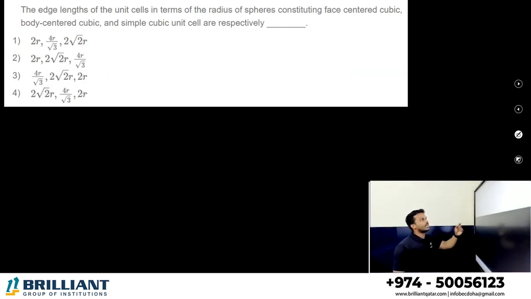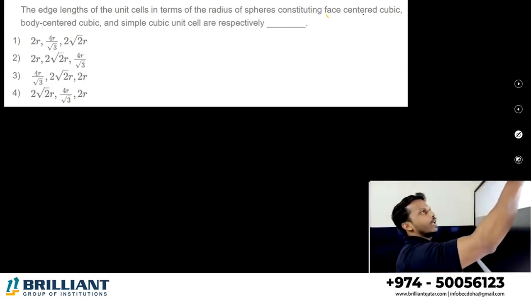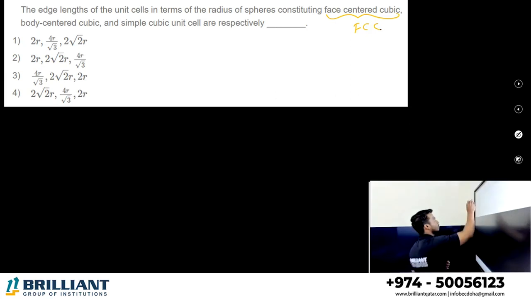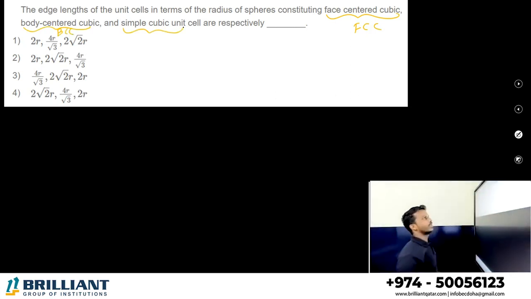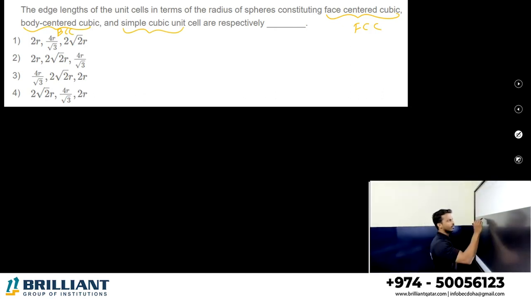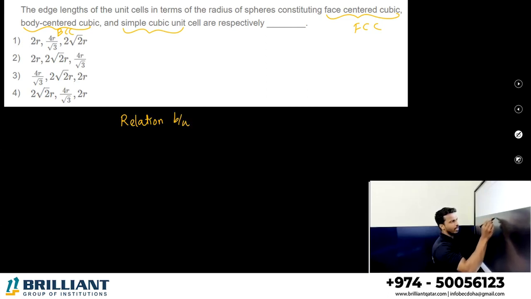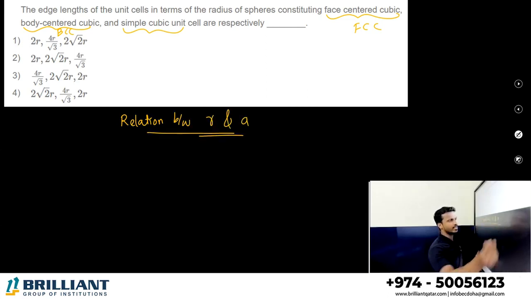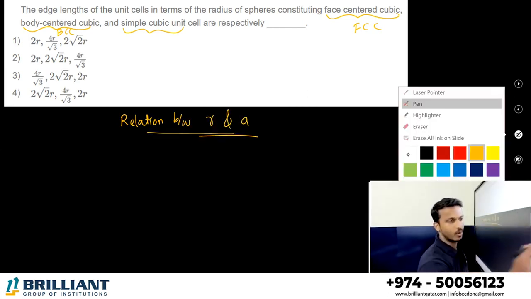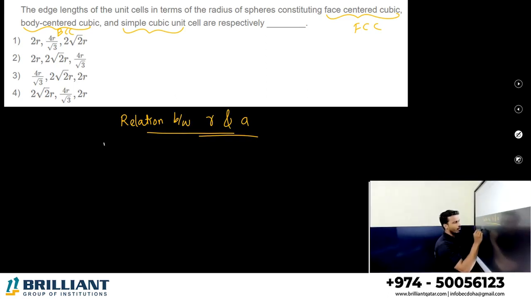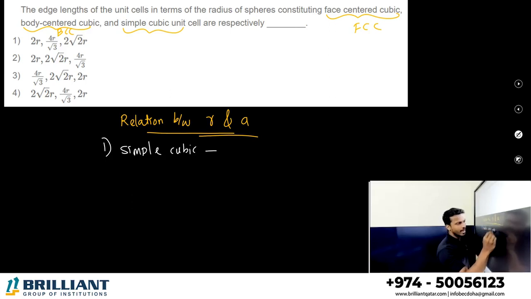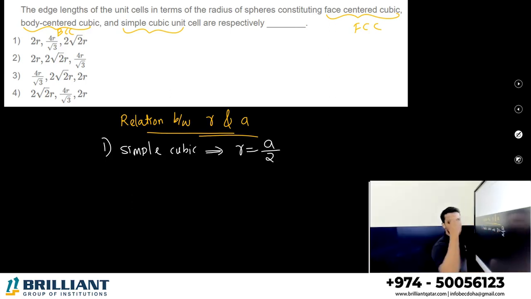The edge length of the unit cell in terms of the radius of spheres constituting FCC, BCC and simple cubic unit cells are given. We studied what is the relation between radius and edge length or axial length A for three systems. We studied for simple cubic. For simple cubic system, radius equal to A by 2.